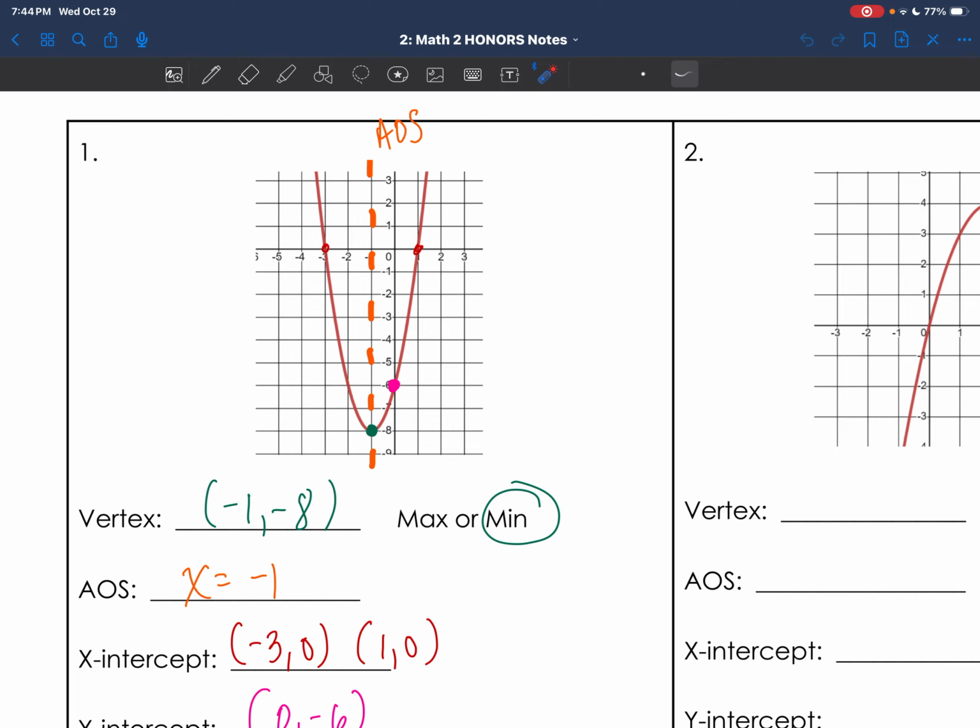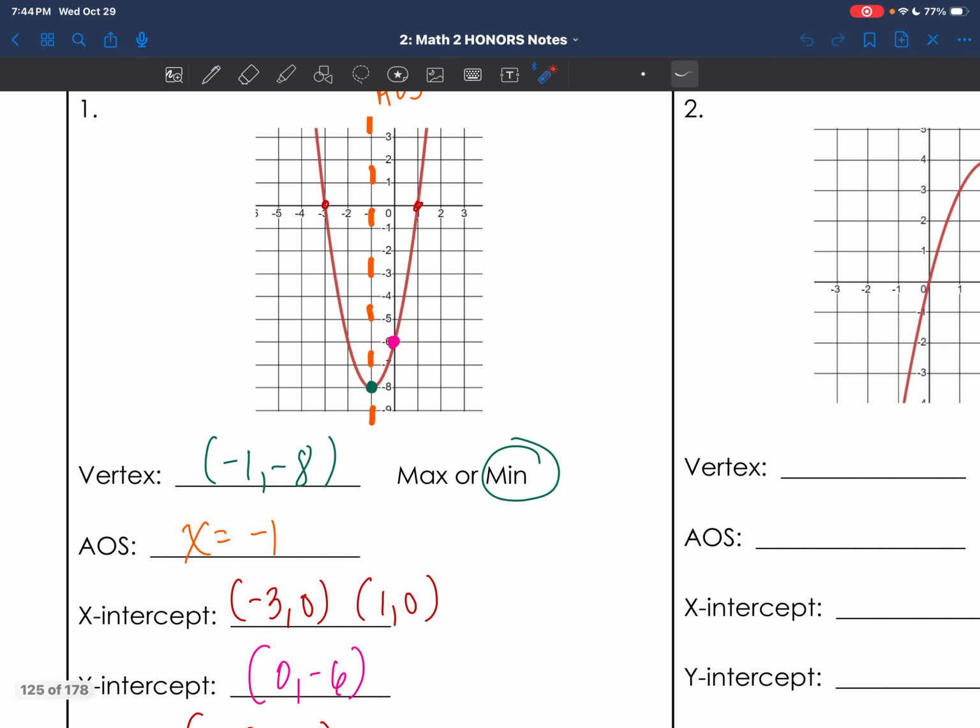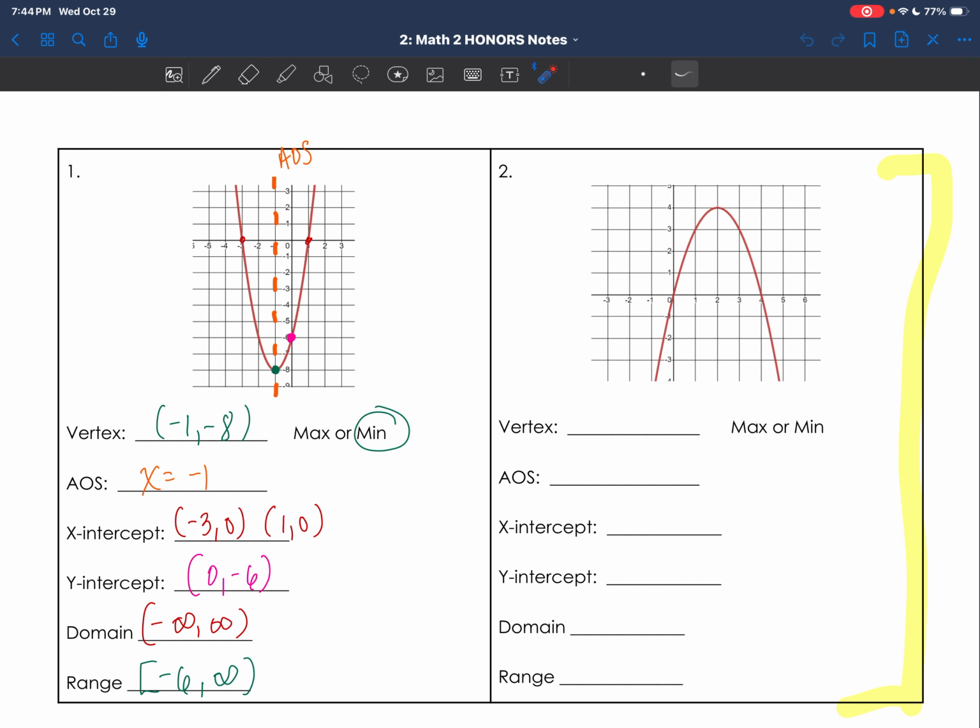And then your x-intercepts is where it crosses the x-axis, so it crosses at -3, 0 and 1, 0. Your y-intercept is where it crosses the y-axis, so it's 0, -6. Your domain is going to be -infinity to +infinity. Now your range is what we're going to look at.